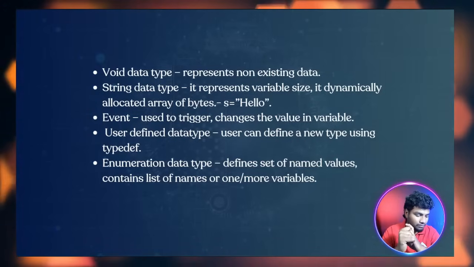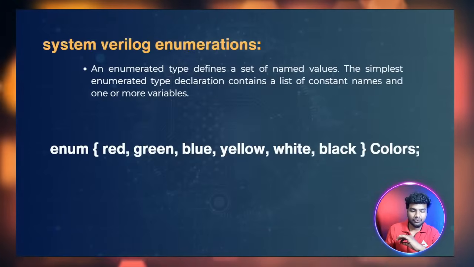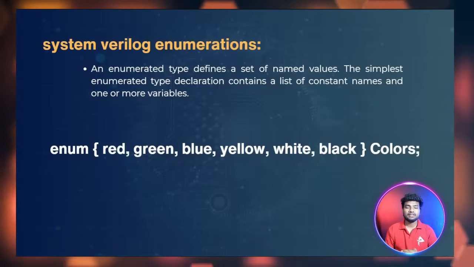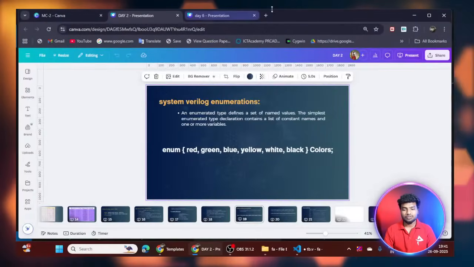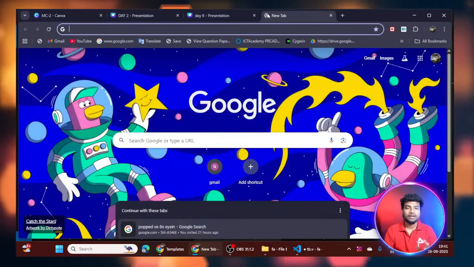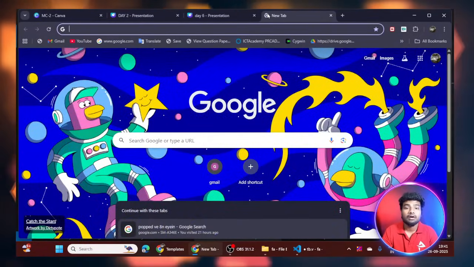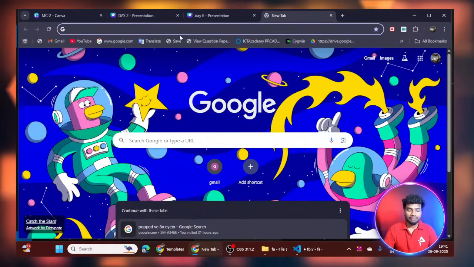Okay, let's see one by one. Firstly we'll see the enum. Before going to that I will write one code so you can easily understand: what is the default value of data types? I will use EDA Playground.